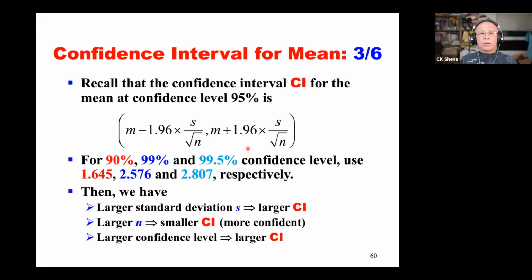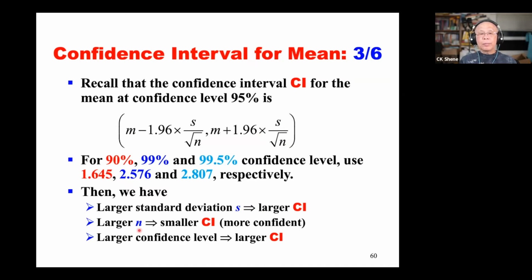That is easily understandable. If your sample has large dispersion or large variation, then the confidence interval has to be large to include this larger variation sample. Now, look at the second one. If n is larger, then square root of n is larger. So s over square root of n becomes smaller. Therefore, the confidence interval becomes smaller.